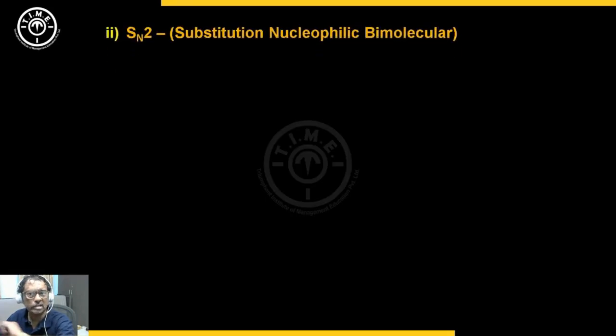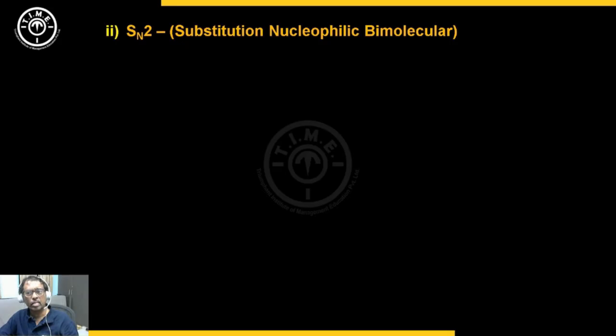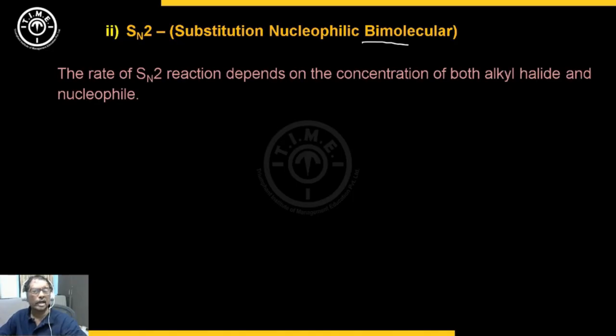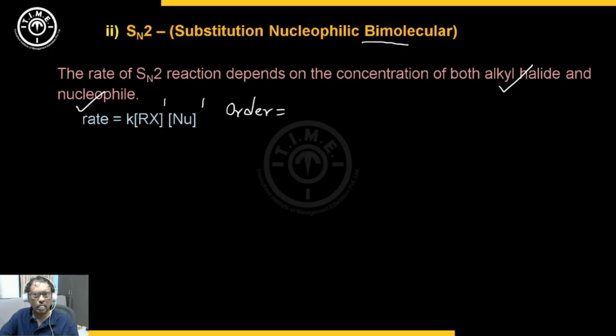Next, we'll move on to the second mechanism, that is SN2, substitution nucleophilic bimolecular. Right? Now let us look at how the reaction rate is dependent. It is dependent on both the concentration of alkyl halide and the nucleophile. So how can we show this? Rate is equal to K into RX power 1, nucleophile power 1. So order is 2. In this case, the molecularity being 2 and order being 2 are coincidental, meaning there is no hard rule that bimolecular needs to be order 2. Right? In this case, it happens.